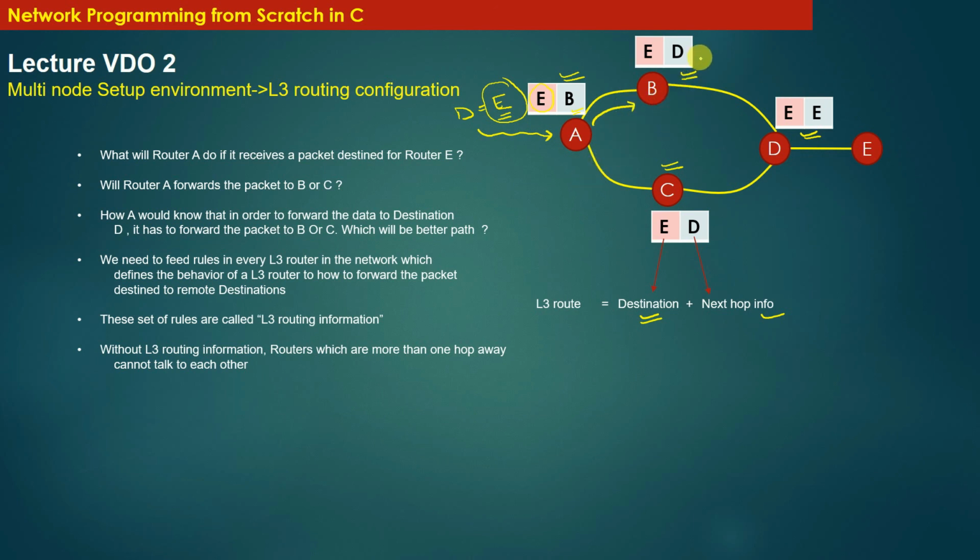Router B will look up its L3 routing information and will know that in order to send the packet to its remote destination E, it has to forward the packet to the next hop D. And D again does the same thing: D will forward the packet to E according to its L3 routing information, and the packet eventually reaches its intended destination. So you can see that these pieces of L3 routing information, fed on every router in the topology, make all these routers work together to take the packet along its journey so that it reaches router E. This is called L3 routing information.